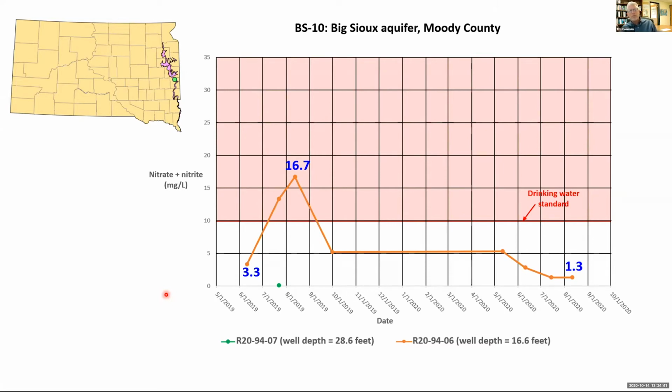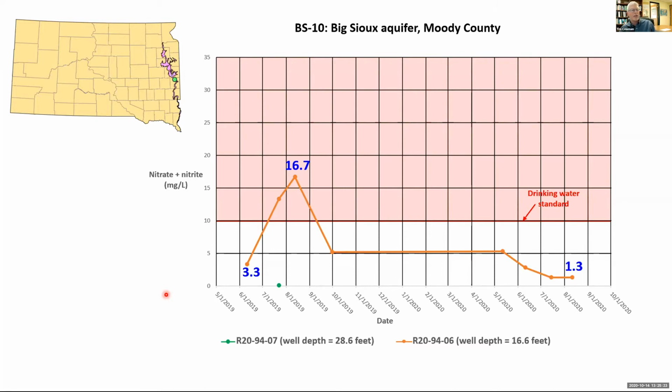The norm has been more like that first graph I showed you from Brookings County, where whatever it's been doing over the last 20 years or so, that doesn't really change much over the course of the growing season. It just kind of stays at that level. But there are a handful of sites where there is obviously something going on that's influencing the nitrate values over the course of the growing season. And that doesn't necessarily mean that we're seeing spikes and then drop-offs like we did in 2019, because in 2020, we're just simply seeing a drop-off over the course of the growing season.